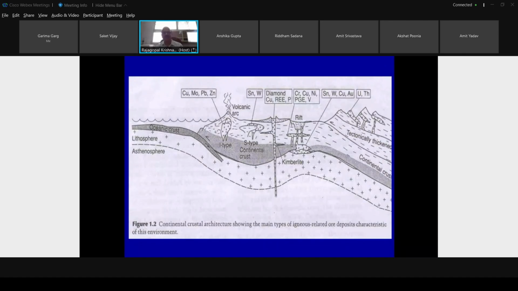So this is a picture. Are you able to see the diagram, Amit? Yes, sir. What do you see in this diagram? That is the structure of continental crust.